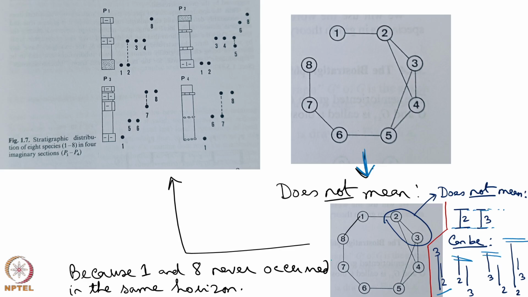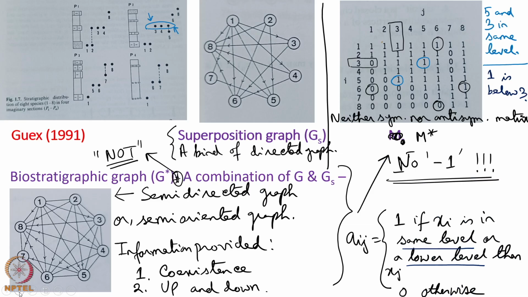And just to make it very clear, you can see 1 and 8 never occurred in the same horizon in all these 4 examples. So, for that reason 1 and 8 were not connected. This was not connected in the diagram. Here you can see they are not connected, they are disjoint. Okay, now we start with the same 4 vertical sequences P4, P3, P1 and P2 and move forward.